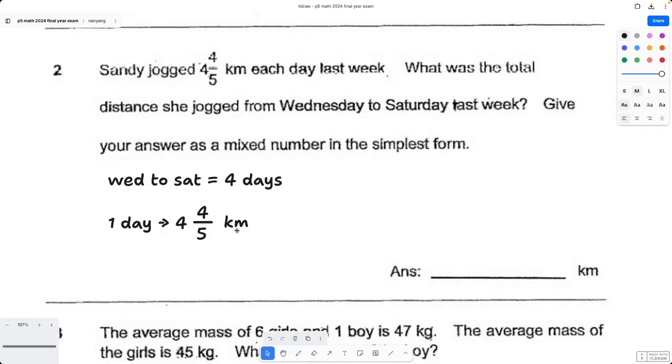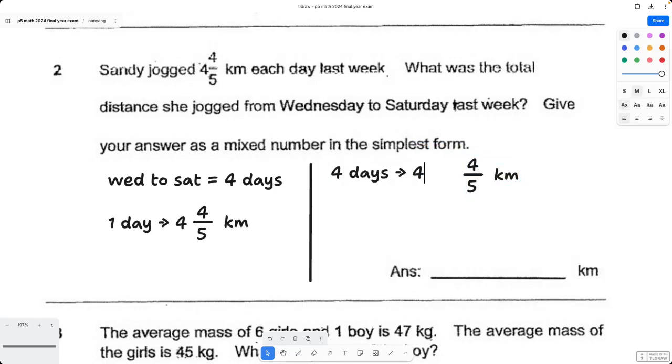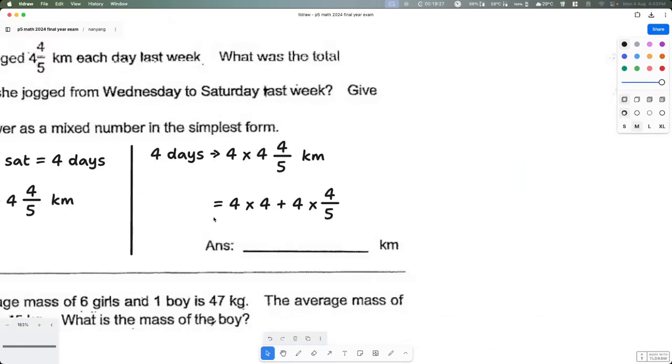So then what about 4 days? We need to multiply this by 4. So 4 days is equal to 4 times 4/5. Essentially it will look something like this: 4 times 4 over 5, and this will become 16 over 5. So 4 times 4 out of 5 is 16 out of 5.